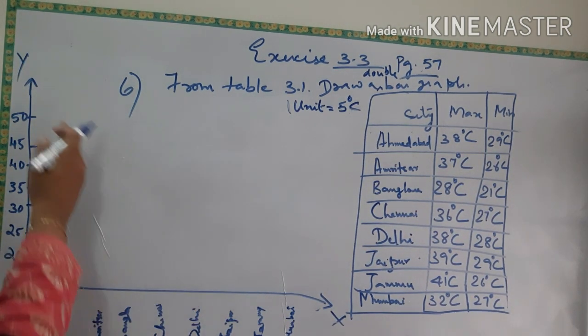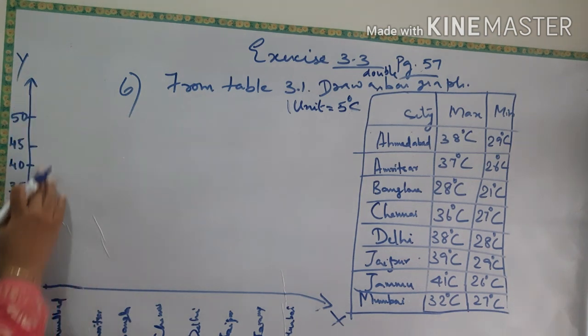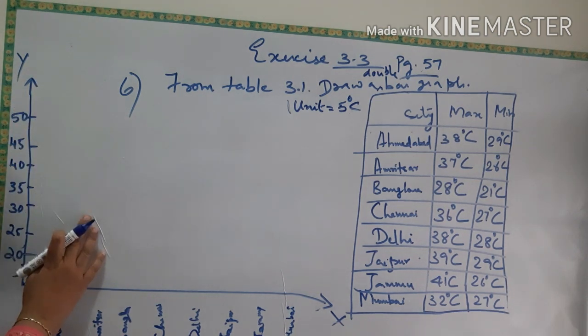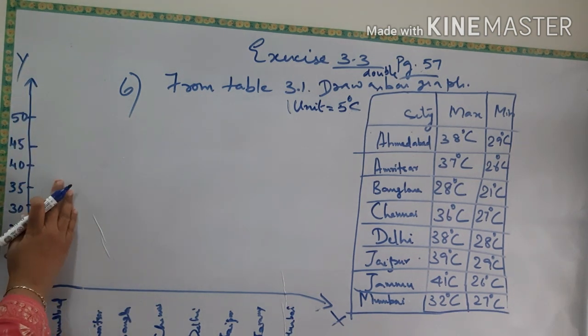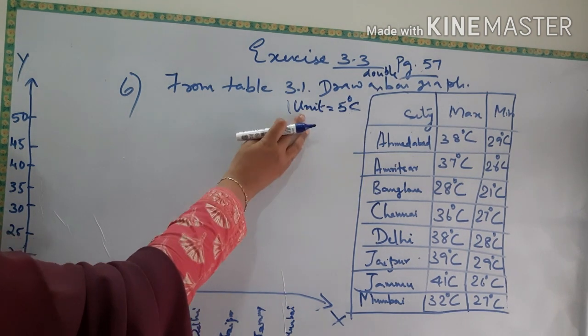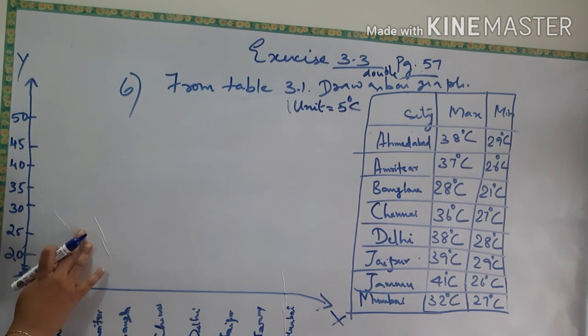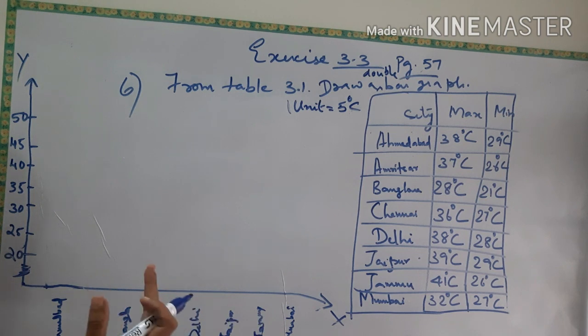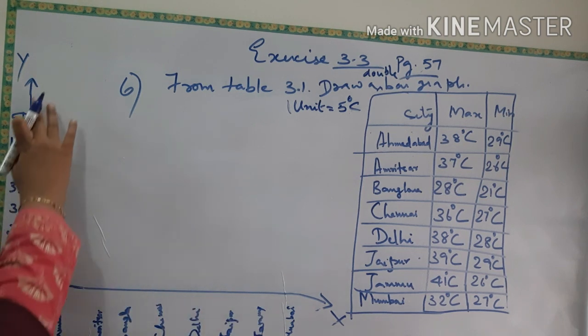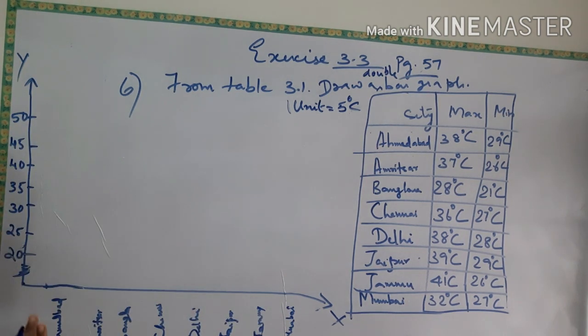So first step, you draw the x-axis and y-axis. And what's the next step? You select a scale for this. Here I took it as 5 degrees Celsius. 1 unit is 5 degrees Celsius. You can take it according to your convenience. Since I have only this much space here, I took it as 5 degrees Celsius.